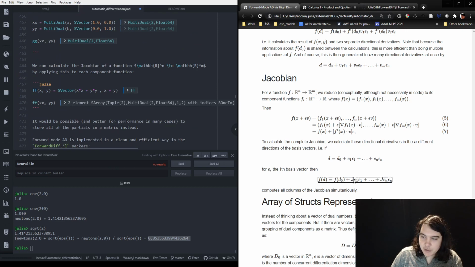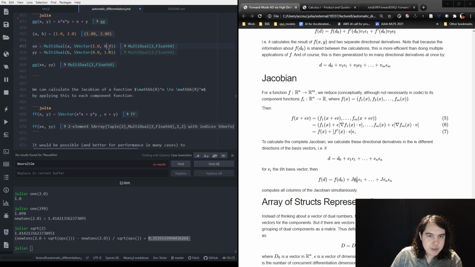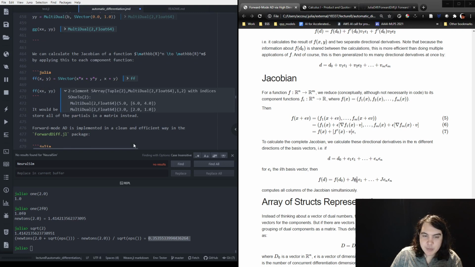So this right here is E1, E2, E3, right? Notice that this is E1, this is E2. So when we define our dual numbers to be E1, E2, the output of this is a dual number that has the first vector being Jacobian times E1, and the second one being Jacobian times E2, which is exactly the partial derivative, the directional derivative with respect to x, the directional derivative with respect to y, right?